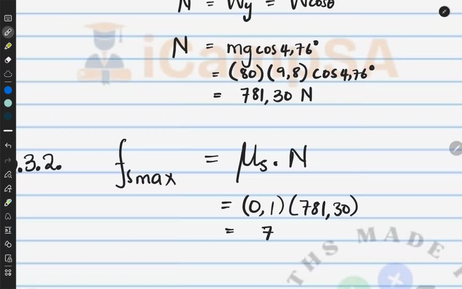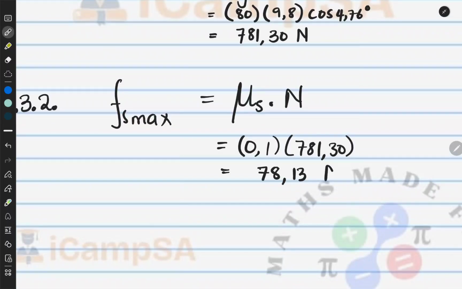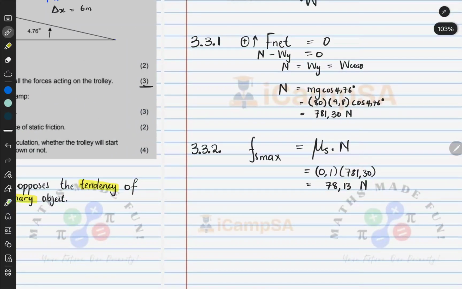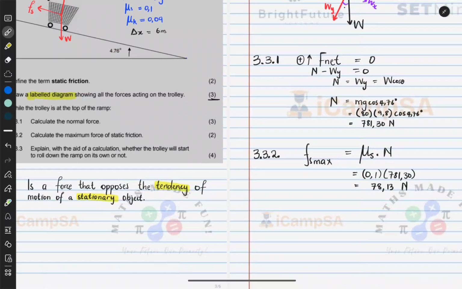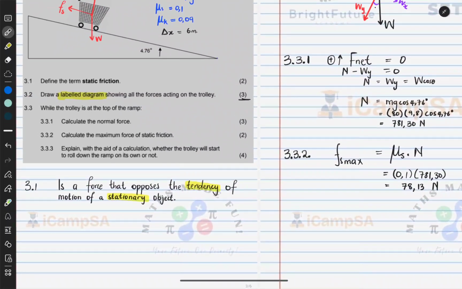Should be 78 point something, because that's 10%. 781.30 times 0.1 is 78.13 newtons. Simple 2 marks. That's all you had to do for this one. Now we have 3.3.3.